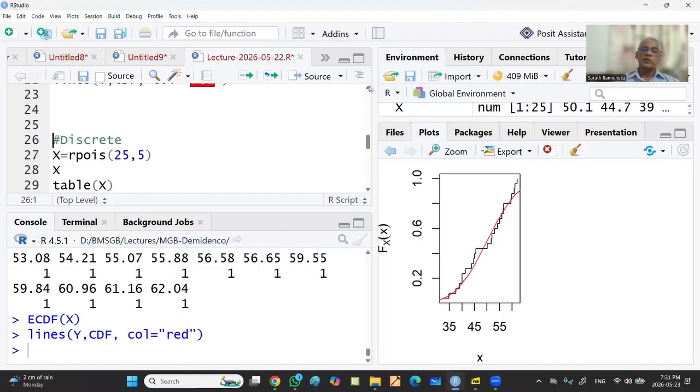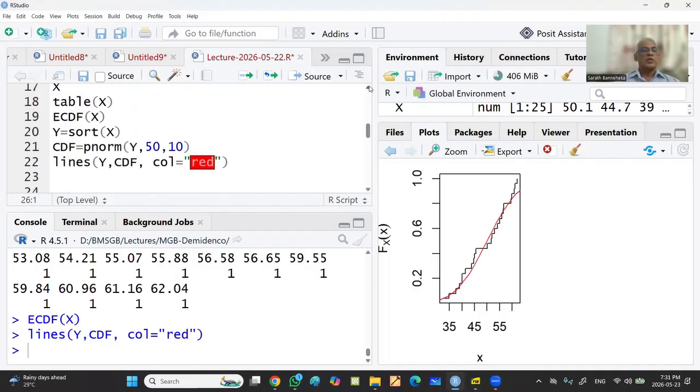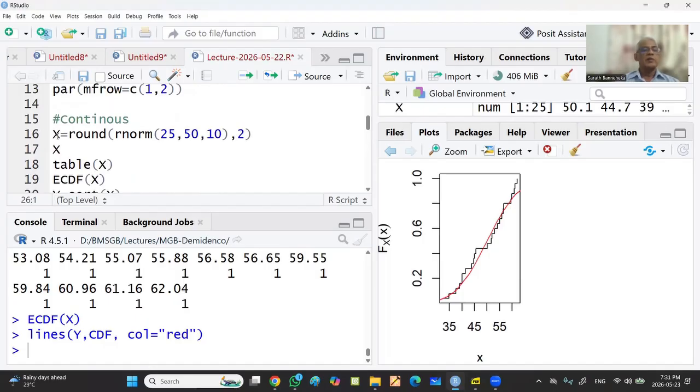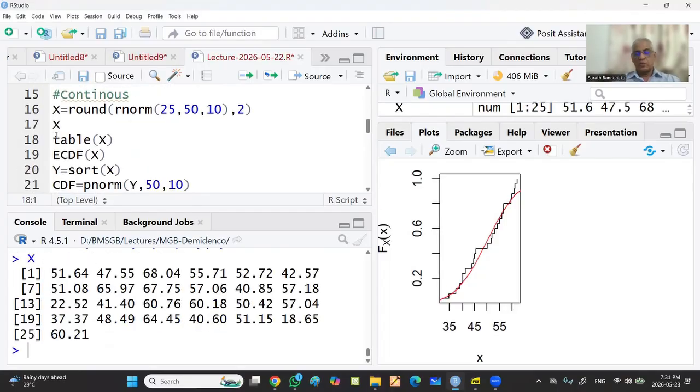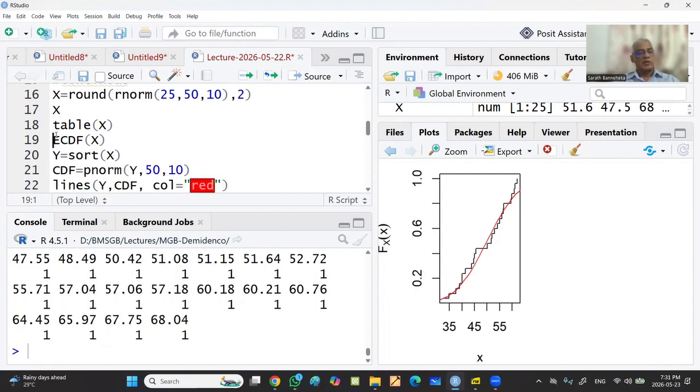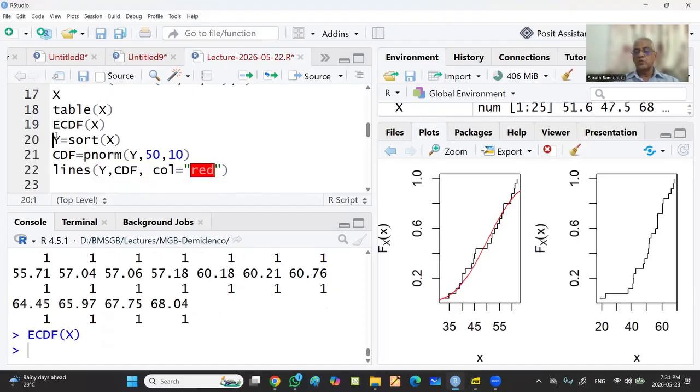Now let me do the same thing using another data set, but from the same normal distribution. I will again generate some random numbers from the same normal distribution, and based on that sample also I will draw the empirical cumulative distribution function. These numbers are also quite different from each other. Frequency will be one, each number is different. From those data, I will get my empirical cumulative distribution function. So now from this data set, my empirical cumulative distribution function is this step function.